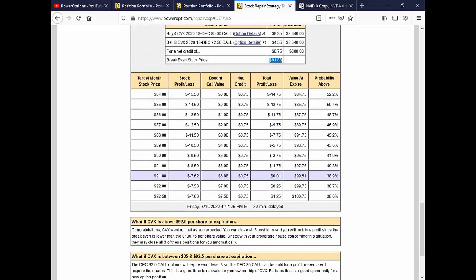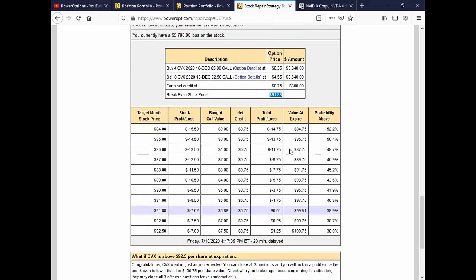Okay, how is that possible? Well, you still had a cost basis of 114. You average down to have a cost basis of $99.50. We get a 75 cent roughly net credit. It's $300 for the four shares. We get 75 cents of net credit. If the stock's trading at 91.88 at expiration, the 92.50 calls expire worthless. The 85 call is $6.88 in the money.